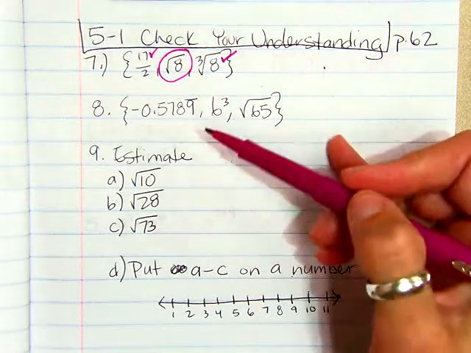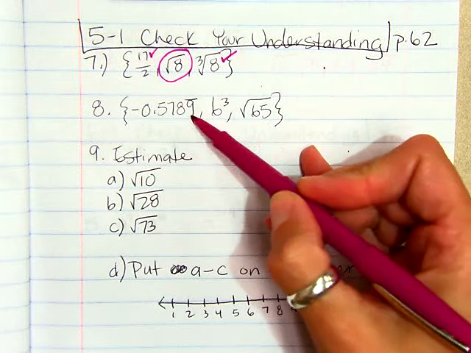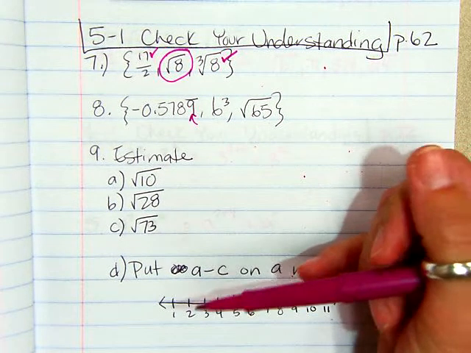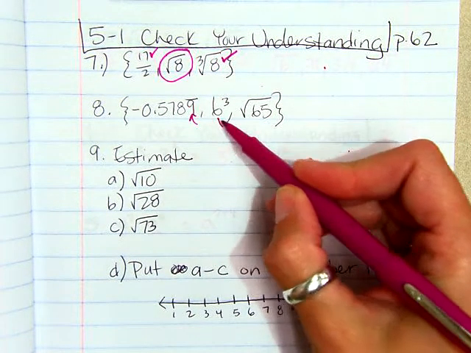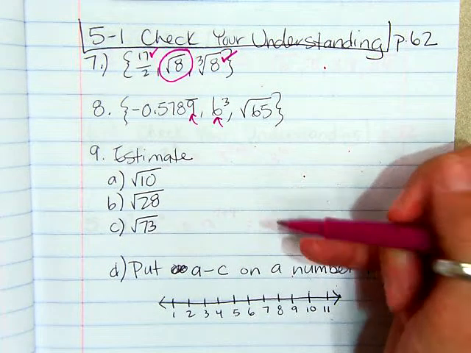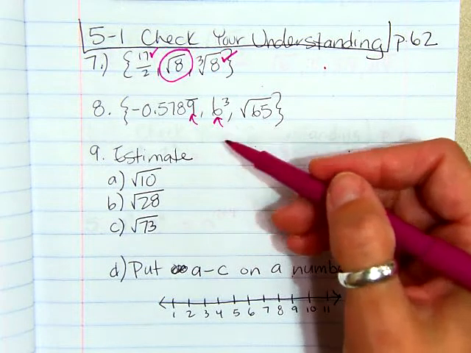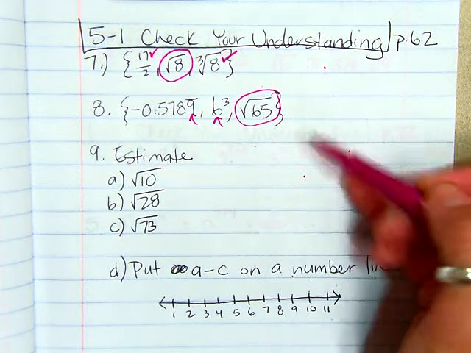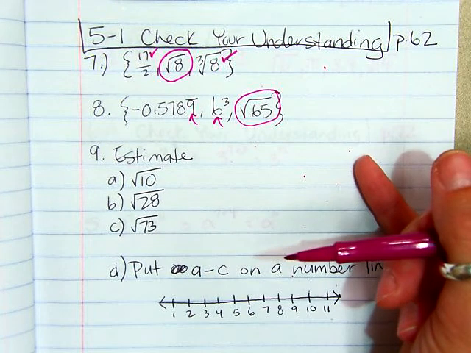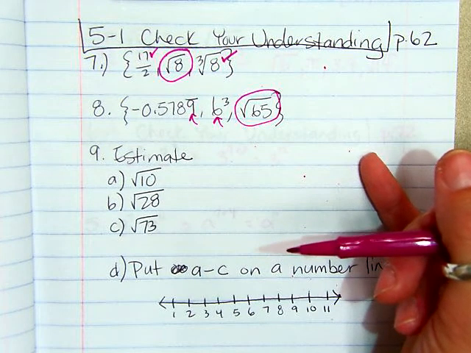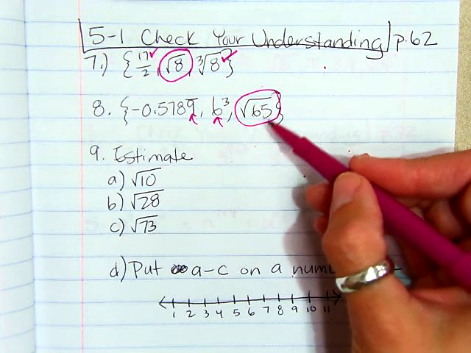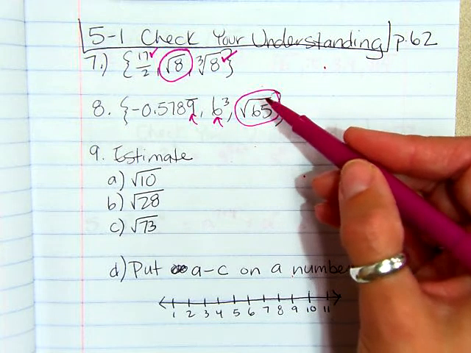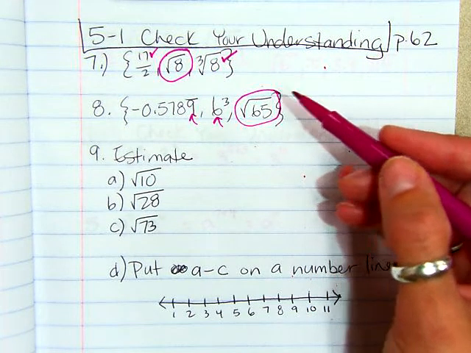All right, so number 8, I have a repeating decimal there, which means eventually that is a fraction. This number is a number cubed, so that just means 6 times 6 times 6. So that is not an irrational. But if I put the square root of 65 in my calculator, I know that that is not a perfect square. I don't have to know what the decimal equals on either of these problems. I just have to know that they aren't rational.